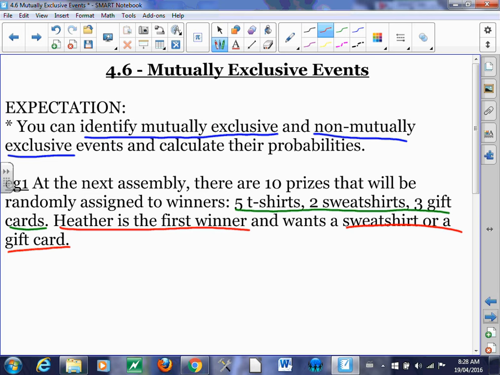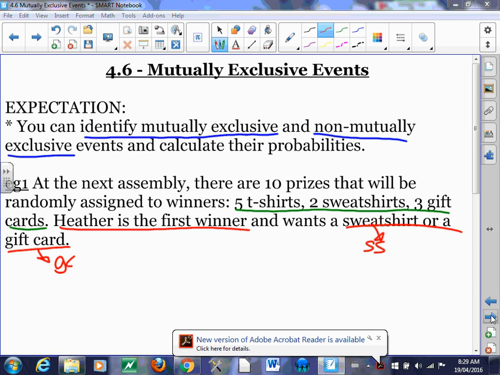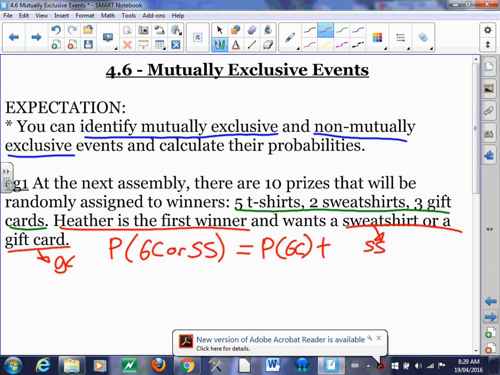Okay? So instead of using a whole bunch of big words, we're going to let sweatshirt be SS for sweatshirt. And how about gift card? Let's use GC. Okay? So how do we do this? Well, the probability of getting a gift card or a sweatshirt equals the individual probability. So what's the probability of getting a gift card? Plus, because it says or, the probability of getting a sweatshirt.